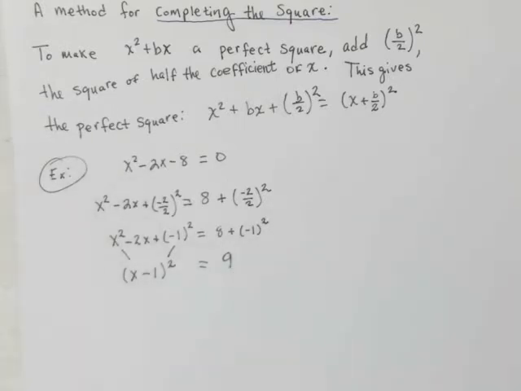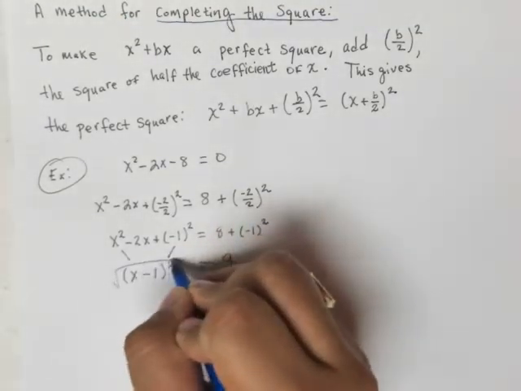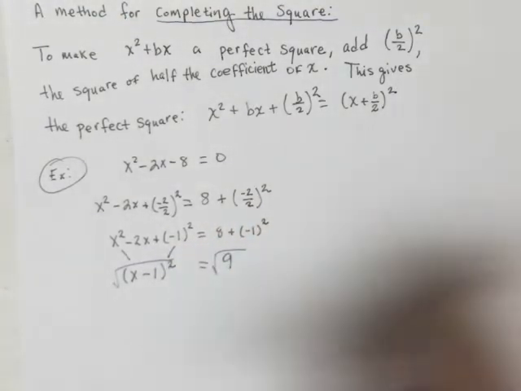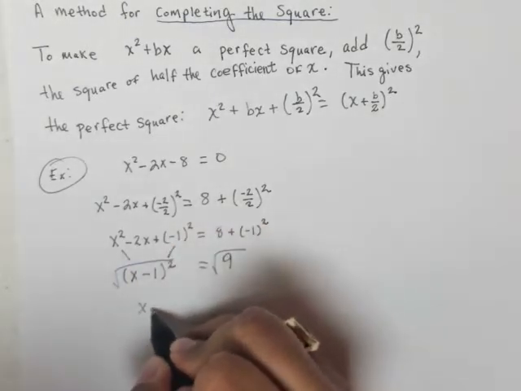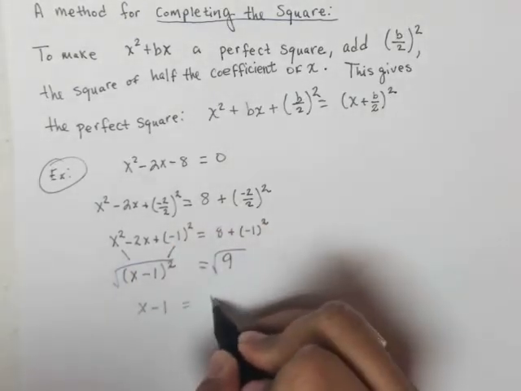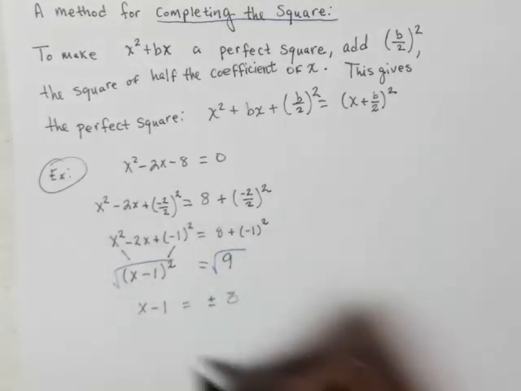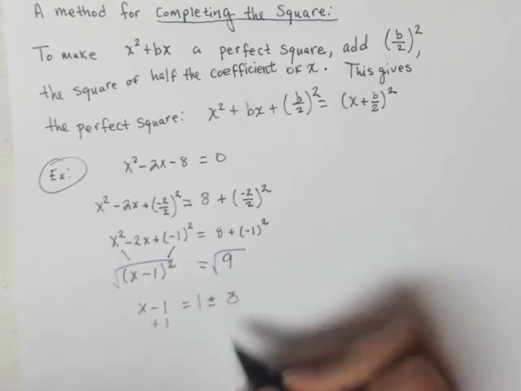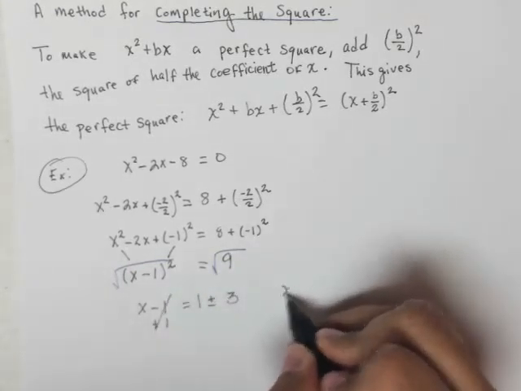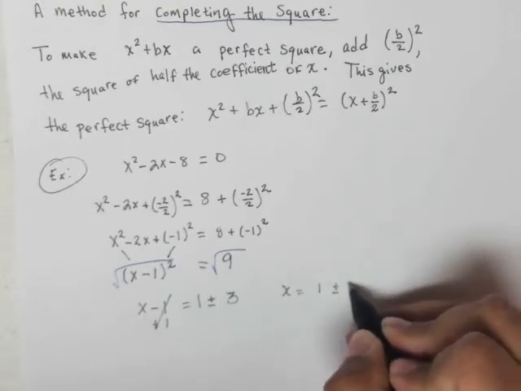Well, now this should look very familiar. What property can I apply to solve this quadratic equation? If you've seen one of the previous videos, you know that we can apply the square root property. So let's take the square root of both sides. This leaves me with x minus 1 equals plus or minus, well, what's the square root of 9? 3. So I'm going to add 1 to the other side. x equals 1 plus or minus 3.